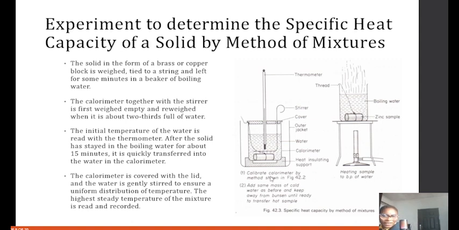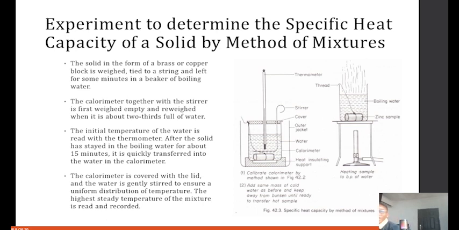You see that this is the calorimeter. The calorimeter is covered and there is a stirrer. And what's the stirrer used for? To get the equilibrium temperature. Then we have the thermometer. So the solid in the form of a brass or copper block is weighed. You have to know the mass. It is tied to a string and left for some minutes in a beaker of boiling water.